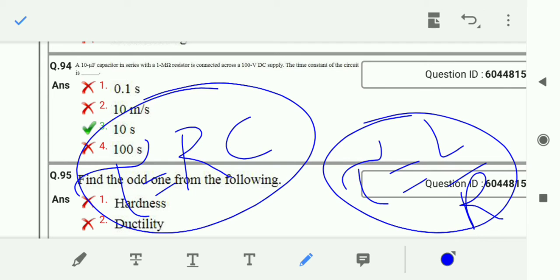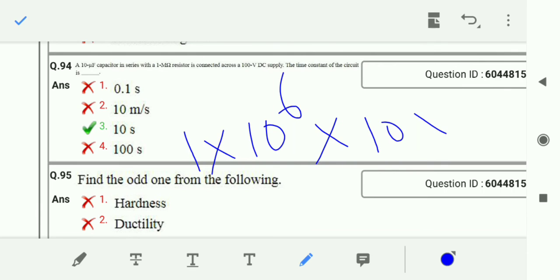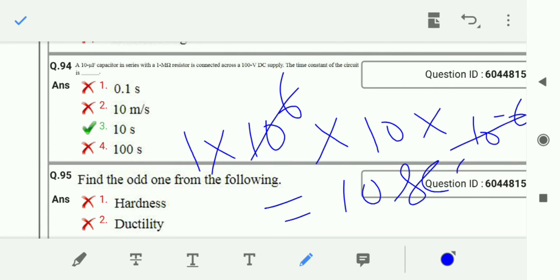For an RL circuit, the time constant is L by R. Here he is asking you to calculate the time constant in the RC circuit. The RC circuit time constant is R into C. So let me calculate the RC time constant: 1 mega means 10 power 6, so 1 into 10 power 6, into capacitance 10 into 10 power minus 6. 10 power minus 6 and 10 power plus 6 will cancel, so the answer will be 10 seconds. The time constant value is in seconds. So the answer is 10 seconds.